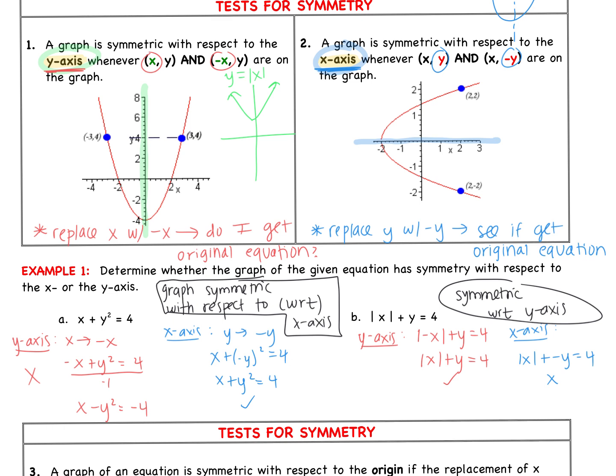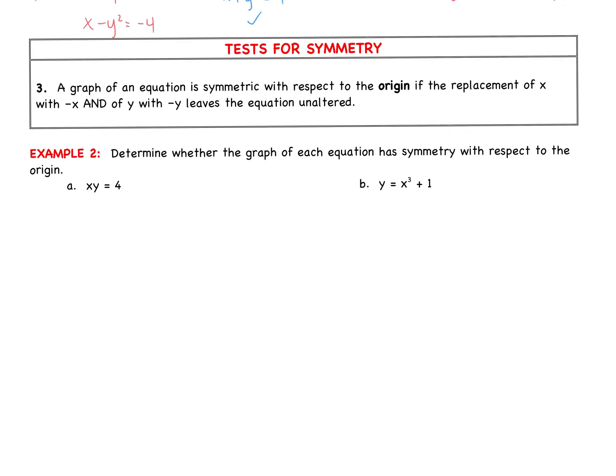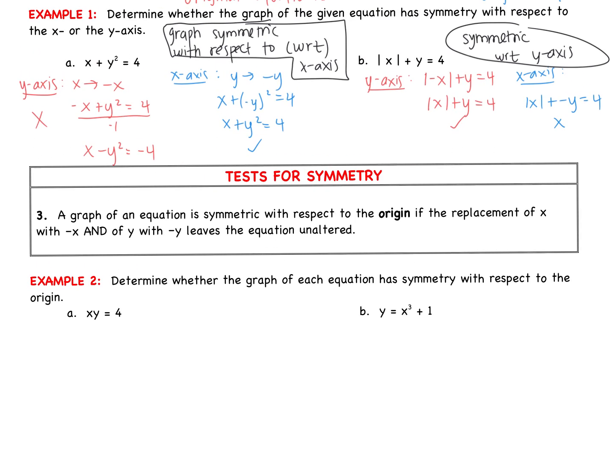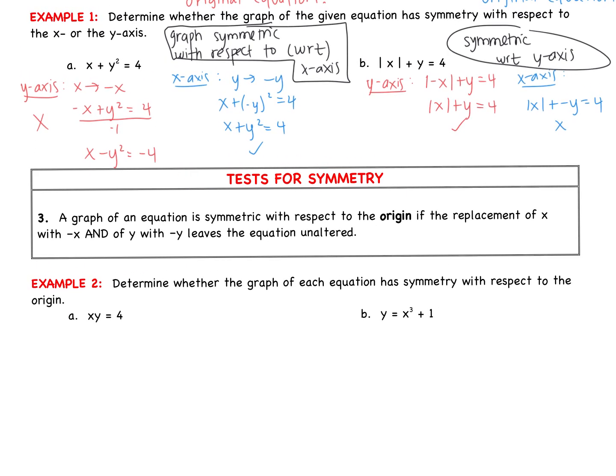That's the first part of what you're going to see in your homework. Questions before we go on and talk about the next type of symmetry? Okay, the next type of symmetry is symmetry with respect to the origin. What you're doing this time is you are putting in negative x and negative y, and you want to know, do you get the original equation?